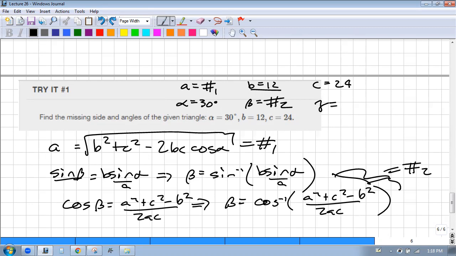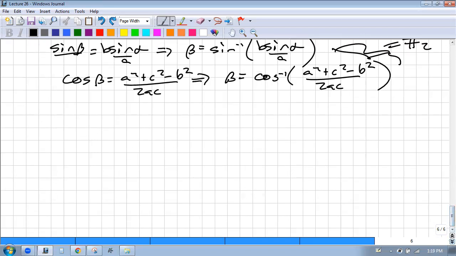So you start off with three pieces of information. If you can't use the law of sines, then use the law of cosines. After that, you'll have four pieces of information, and after that, you can do whatever you want. Like to get this, I could use the law of cosines, but it's easier to say, well, the angles add up to 180 degrees, right? I could use the law of sines to get gamma. I could use the law of cosines to get gamma. But at this point, just use the fact that they add up to 180 degrees to get gamma, right? The more information you have, the more flexibility you got. Does that make sense? All right.